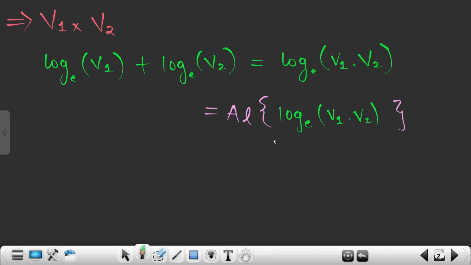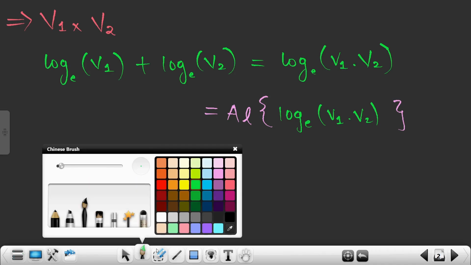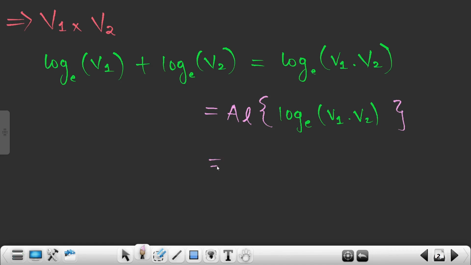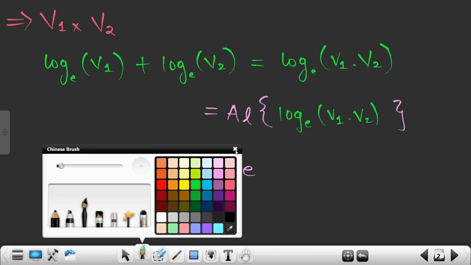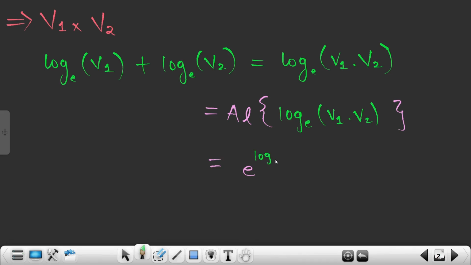V1 times V2. And when I say that I'm taking anti-log, that means I'm putting all of these things over e. So I need to play with the exponential term. What I meant to say is e raised to this entire term, that is log of e V1 times V2, right? And you see we are easily able to get V1 times V2 now. I hope you are able to understand this concept.